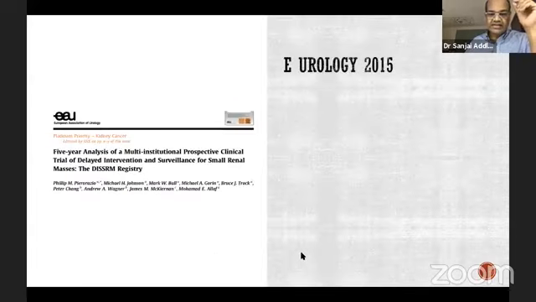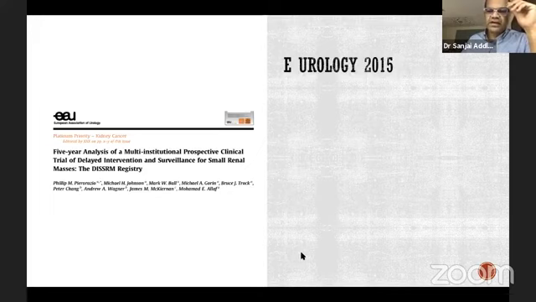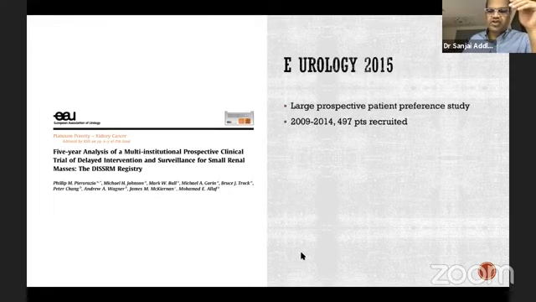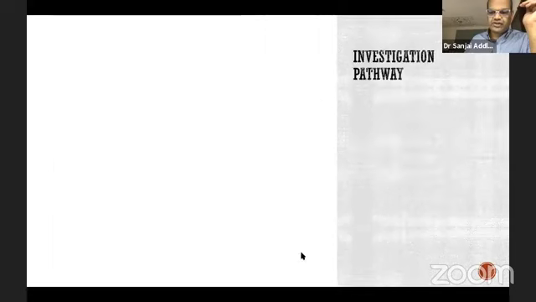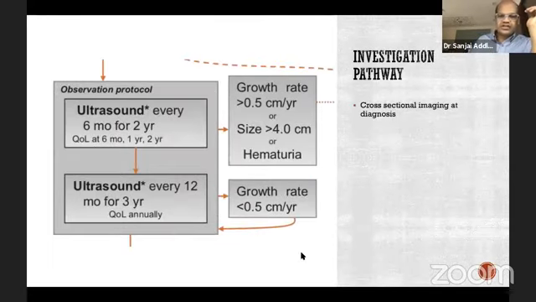This is the best study to do, which was not randomized, but prospectively collected data on quite a large cohort, almost 500 patients who were patient preferred. So they were given both the options and the patients chose it. And what we know from this one is how to follow these patients up.